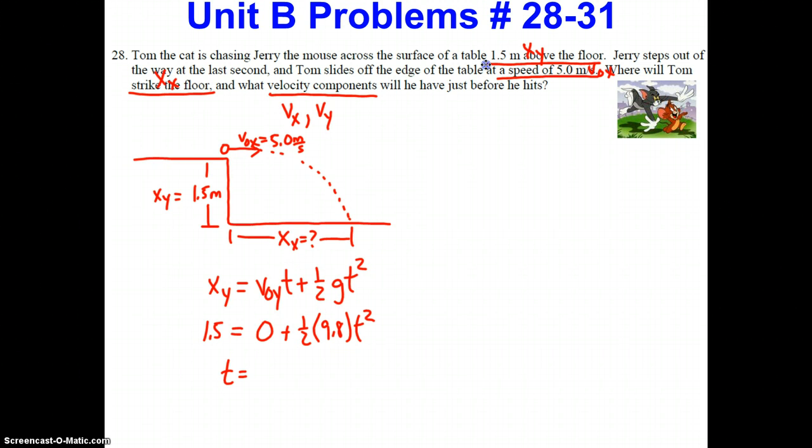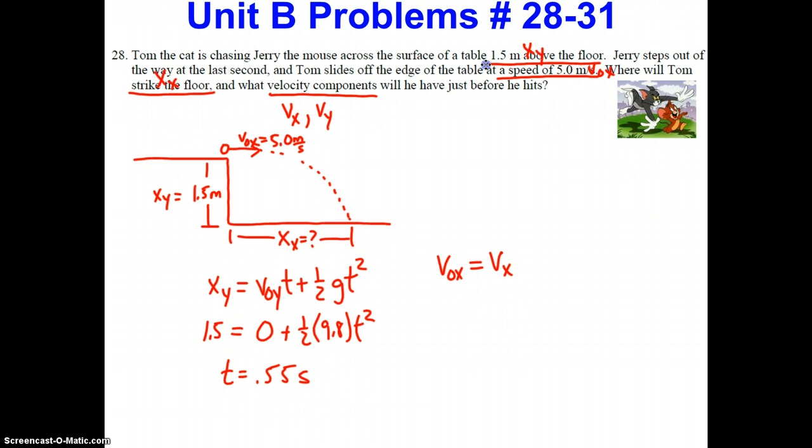Solve for t, following any necessary algebra steps you need. Pause if you need time to calculate, and you should get that t is 0.55 seconds to 2 digits. We'll use that non-sig fig value now in the horizontal equation.